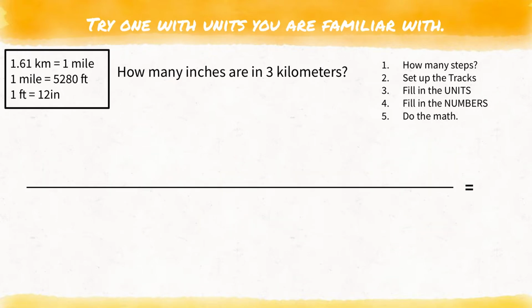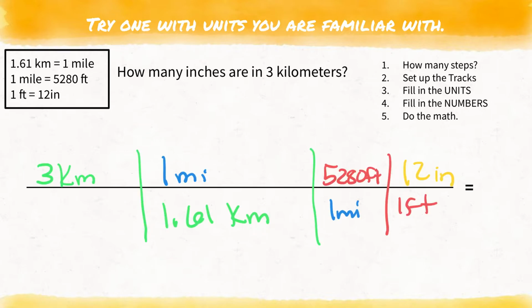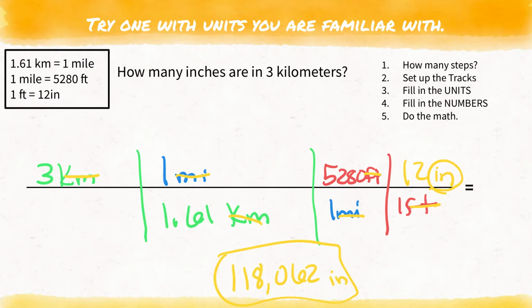So here's something that you are familiar with. How many inches are in 3 kilometers? So you would set up that problem like this. So your 3 kilometers, and then your kilometers on the bottom, because you want to cancel those, is 1 mile. 1 mile to 1 mile, those cancel, feet and feet cancel, so the remaining unit is inches. And when you do all the math, you get 100,018.62 inches.